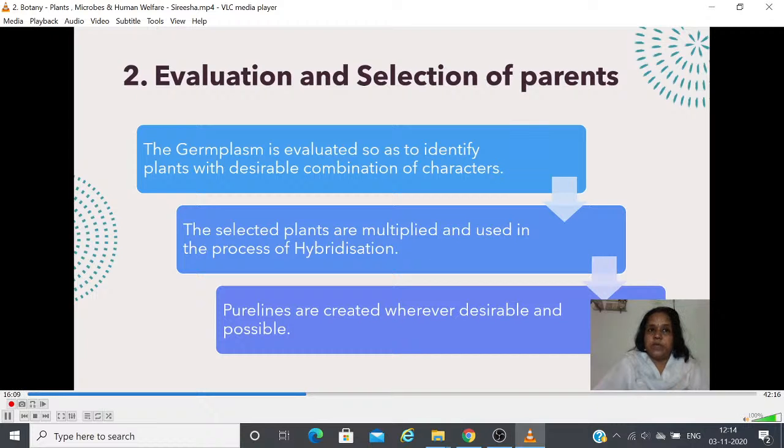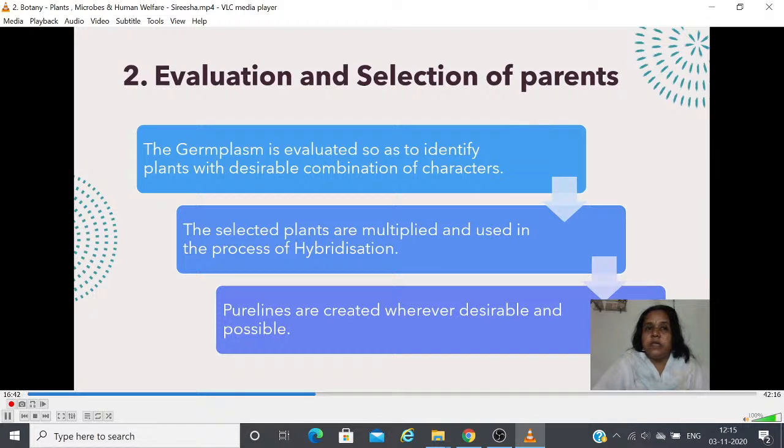That is, they are self-pollinated at the end. And the hybrids produced from them are called hybrids, and this whole process is called hybridization. And now the pure lines are created wherever desirable and possible. Pure lines are nothing but the same homogeneous condition, that is, they have the same genetic combination. These are called the pure lines. These are created whenever desirable and possible.